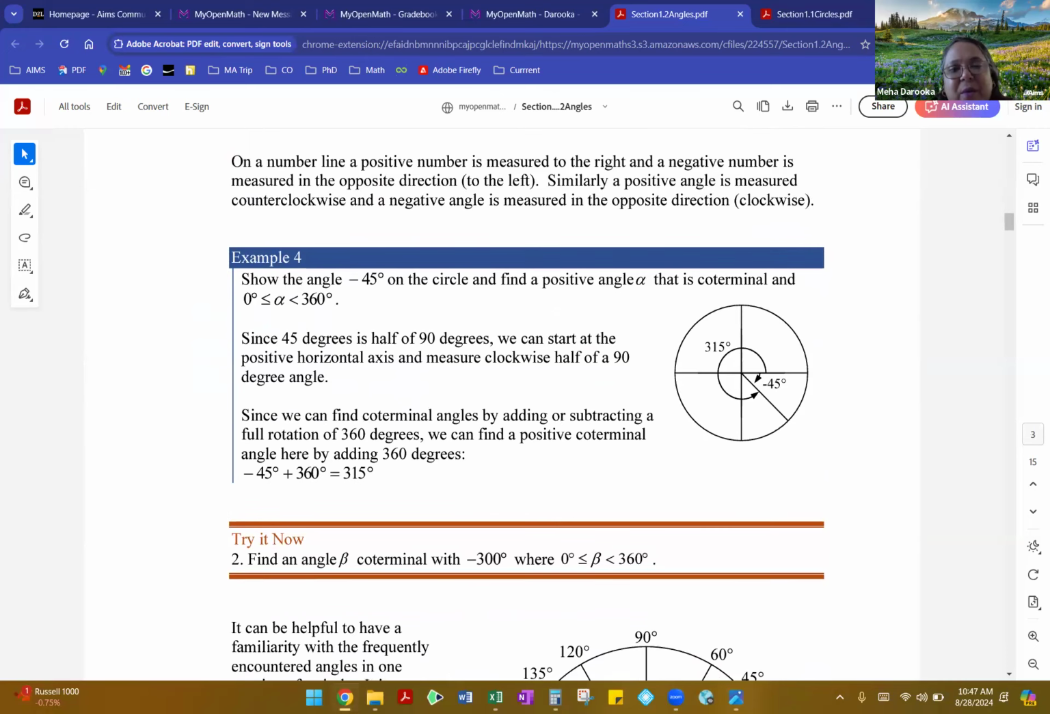So yeah, this is kind of what I was talking about. So they're talking about starting out with a negative 45. Now remember, to get negative angles, you need to be going in the clockwise direction. So just again, something to keep in mind as you're working through this. So you will see a positive angle is measured in the counter clockwise direction, whereas your negative angle is measured in the clockwise direction.